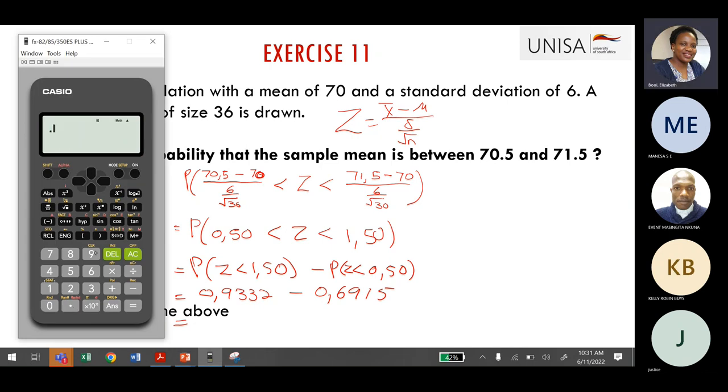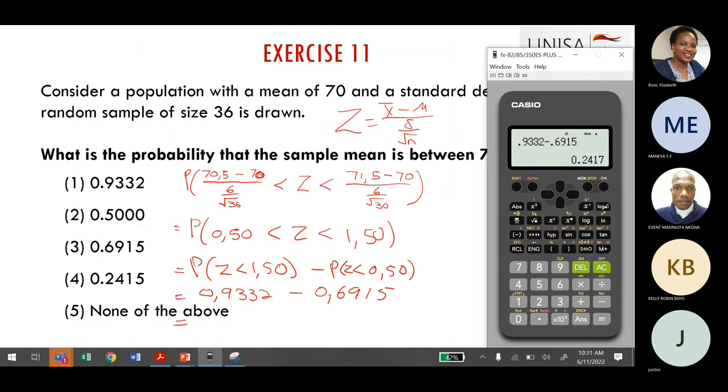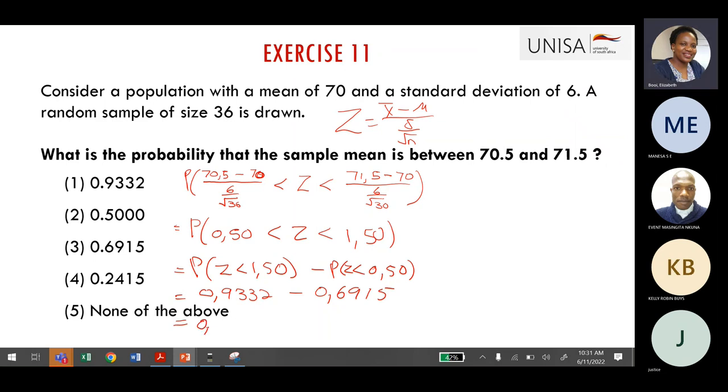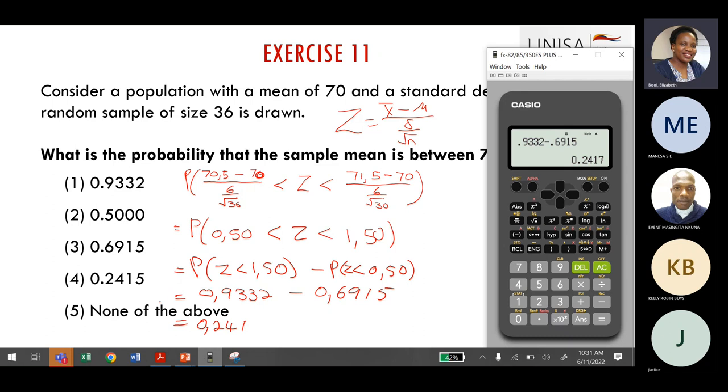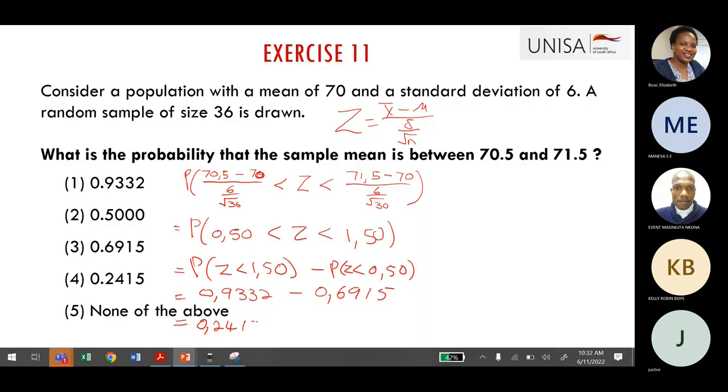And the answer we are looking for is 0.9332 minus 0.6915 and equals, the answer is option number 4, which is 0.24117. It says 16. So yes, there is a mistake there. We'll fix that. 17.